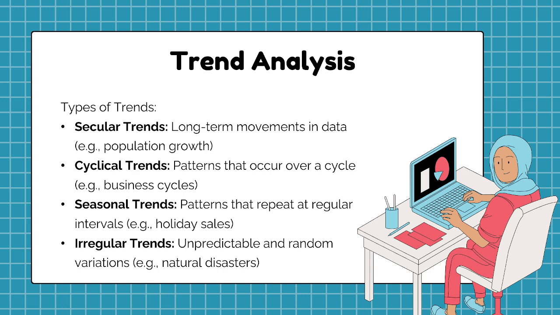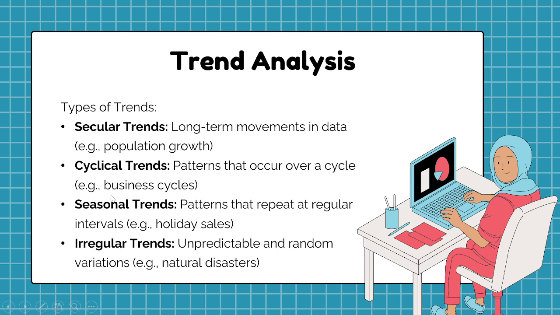Second one is the cyclical trends, right? And then this trend is like a cycle, right? So on the previous figure, when to use that, so different types of visualization depend on the group of data or types of data that we want to investigate. So this cyclical trend is the pattern that occurs over a cycle, such as the business cycles.